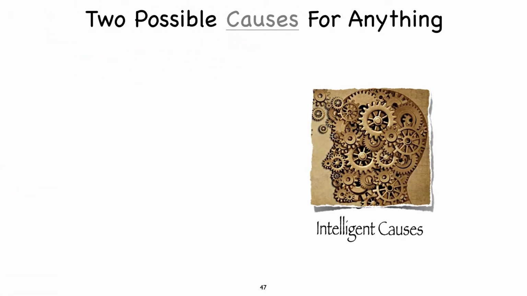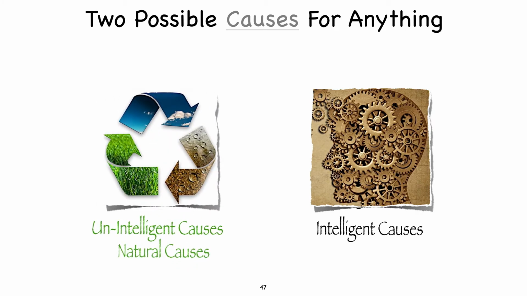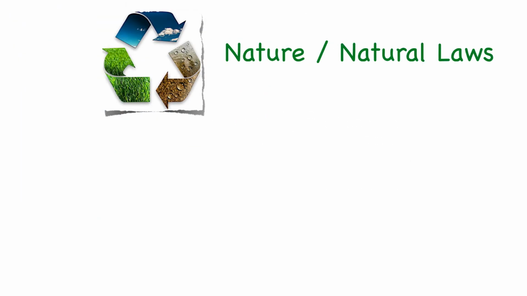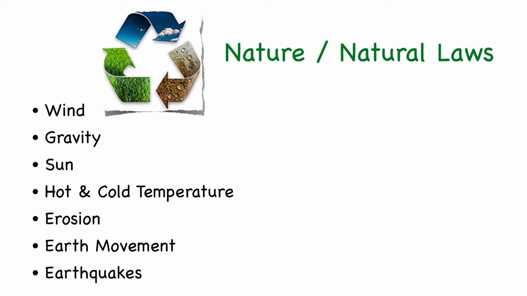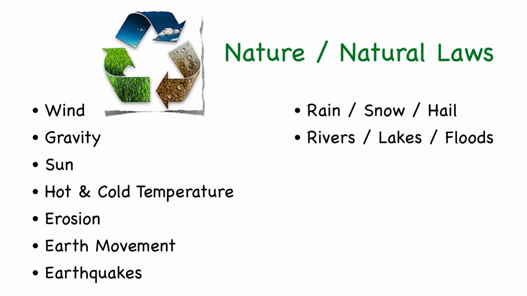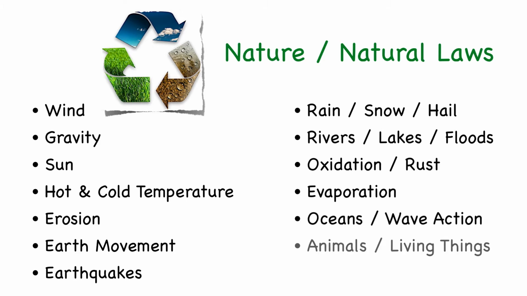Well, when you stop and think about it, there are only 2 possible causes for anything: intelligent causes or unintelligent, or what we could call natural causes. An intelligent cause is something caused by a being possessing intelligence, one that thinks, reasons, etc. A natural cause are those things caused by the forces of nature, such as wind, gravity, hot and cold temperature, earth movement, earthquakes, things like rain, snow, hail, evaporation, oceans, animals, volcanoes, and so on. There are more, of course, but you get the idea.